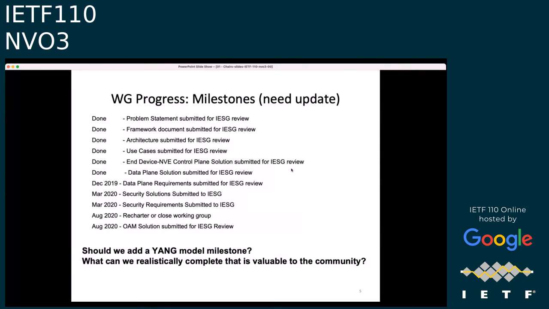This is Sam speaking as an individual contributor. So we have two drafts. One is BFD and another one is the OAM solution. Where are we with the OAM solution? Are we planning to go forward with that? We have draft authors here, so.